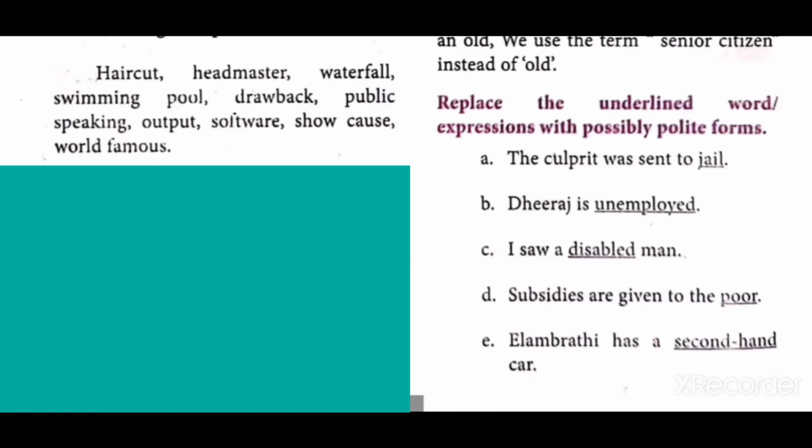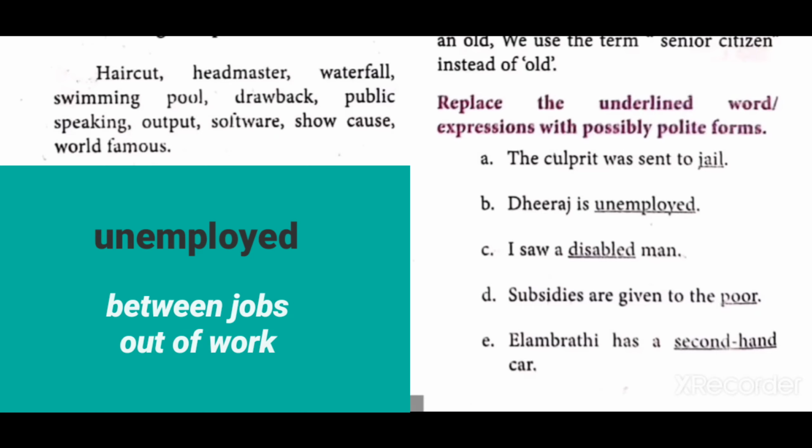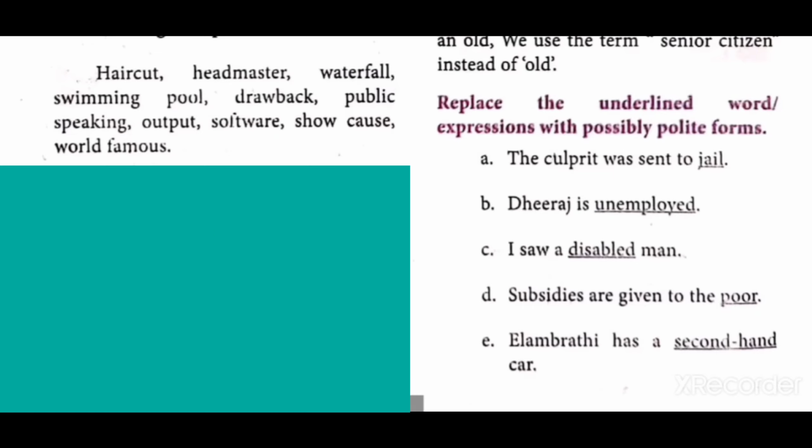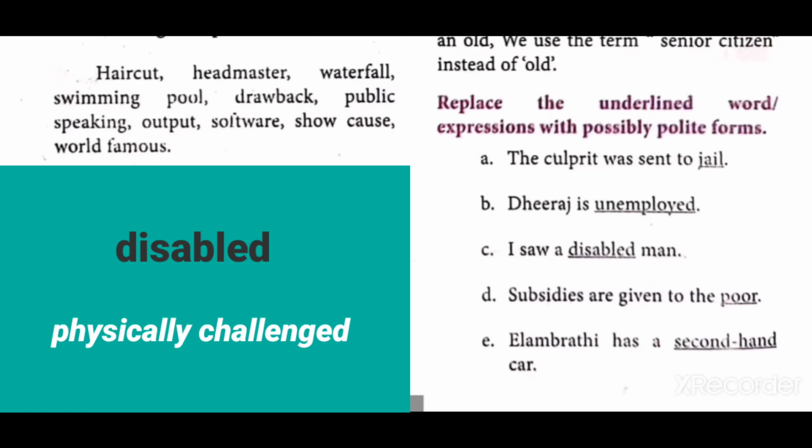Sentence B is: Dheeraj is unemployed. Here the word unemployed is underlined, so we can replace it with between jobs or out of work. And the third one, C, is: I saw a disabled man. Here the word disabled is underlined, so we can say instead physically challenged. So the sentence is: I saw a physically challenged man.